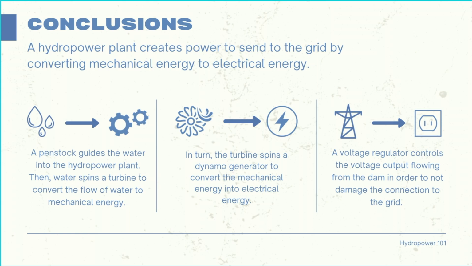As a review of how this process works, a penstock guides the water into the hydropower plant, then water spins a turbine to convert the flow of water to mechanical energy. In turn, the turbine spins a dynamo generator to convert the mechanical energy into electrical energy. From there, a voltage regulator controls the voltage output flowing from the dam in order to not damage the connection to the grid.